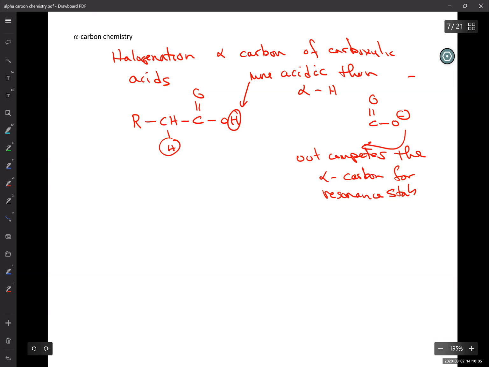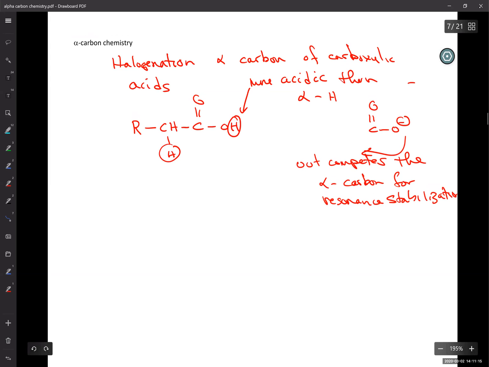for resonance stabilization. In other words, you can't stabilize the alpha anion anymore because the oxygen has a negative charge on it, and it donates electron density to this carbon much more efficiently than the anion here does. And so by taking this first hydrogen off, this pKa now is suddenly very, very high. So the same thing that we've done in the previous chapter, we take the OH and we replace it with something that doesn't donate electron density well. And that's typically done with bromine.